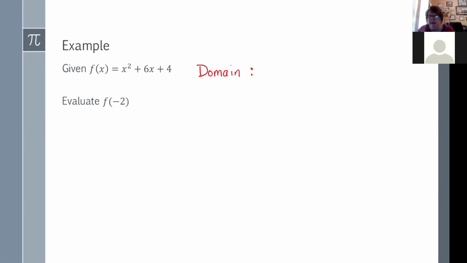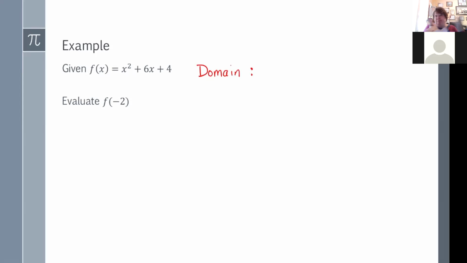Can you plug in a fraction? Can you plug in a square root? Can you plug in pi? What can't you plug in? So is there a number you can't square? Is there a number that you can't multiply by 6? Is there a number that you can't square, add 6 times it, and add 4 to it?